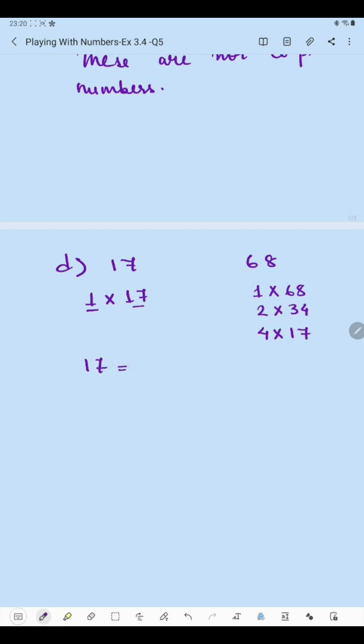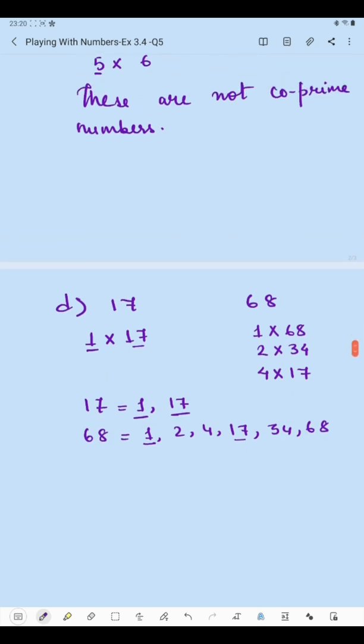So obviously we have got 1 and 17 as factors of 17, okay, and factors of 68, if you see, we have 1 2 4 17 34 and 68. So here 1 is a common factor, and after 1 we have got 17 also as a common factor. So it is clearly seen that these are not co-prime numbers, because here we have got 17 also other than 1 as a common factor. So we will write these are not co-prime numbers.